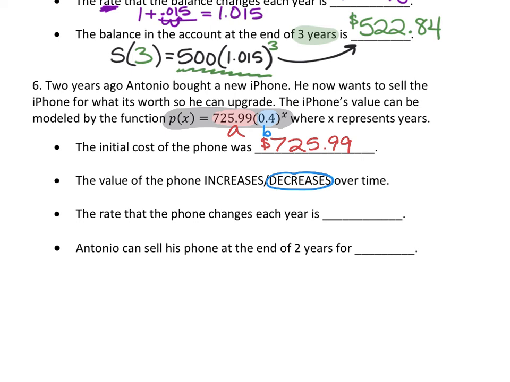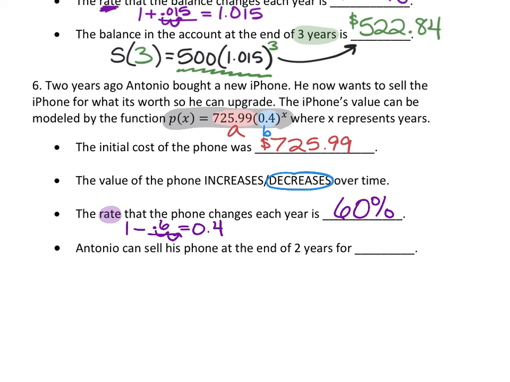Now, finding the rate that this phone can sell for after a few years, again, the rate is a percentage. We need to know what 1 minus something is equal to 0.04. What would I have to subtract from 1 to get 0.04? Yeah, I'd have to subtract 0.6. So the rate at which this phone changes or depreciates each year is 60%, moving that decimal twice.